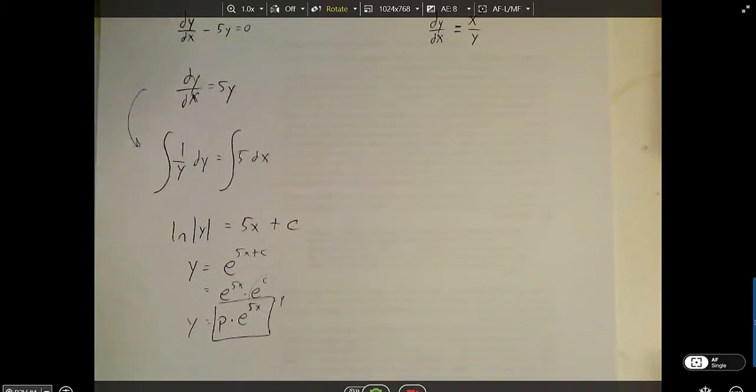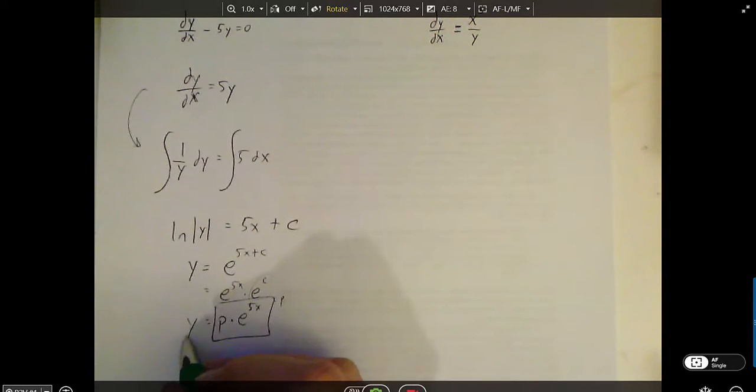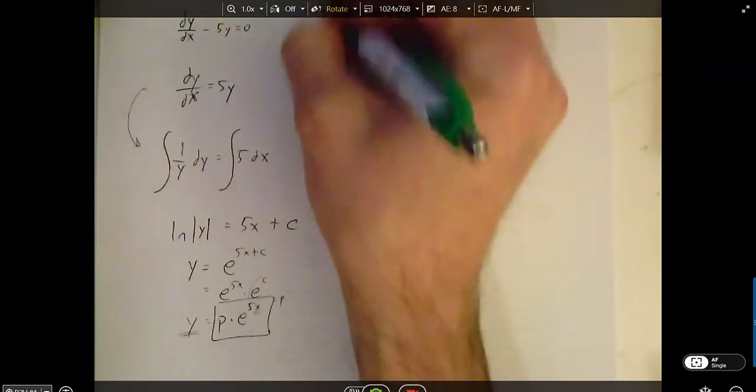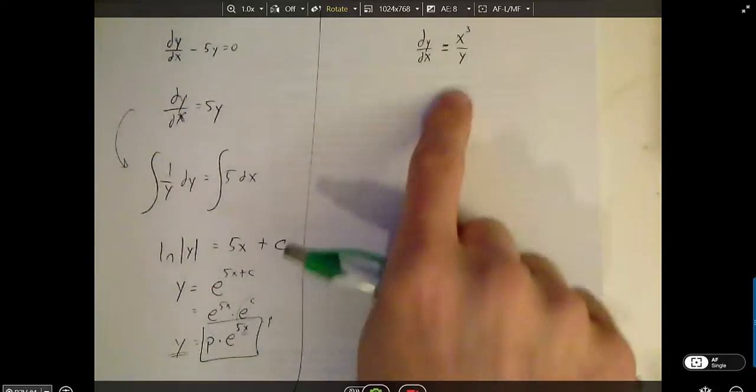So this is an entire family of solutions to my original differential equation, and you can check it by plugging it back in. If I wanted to actually work a problem involving this, in my problem I'll probably have some information about what y is and what x is. And so I can plug those in to solve for p, and then I can do some other stuff with it.